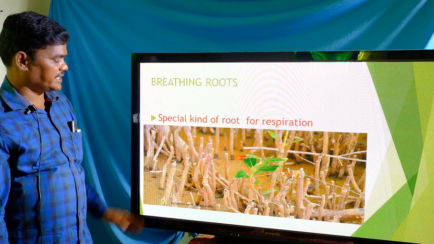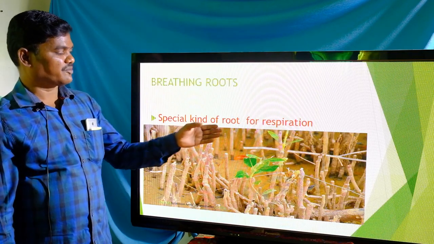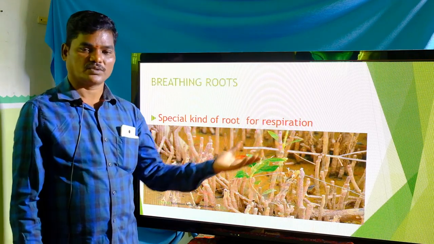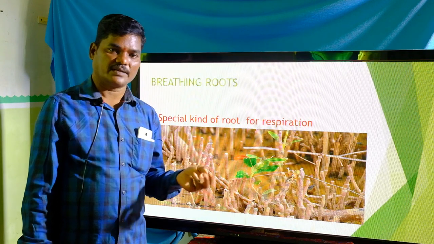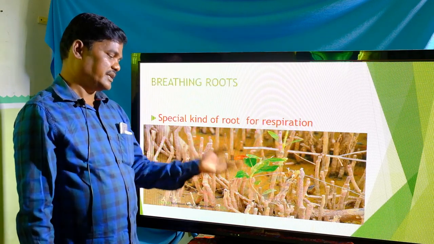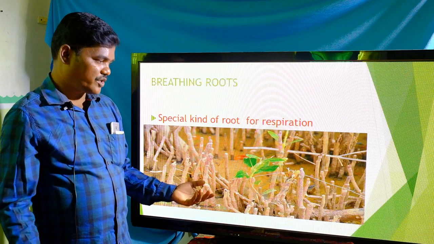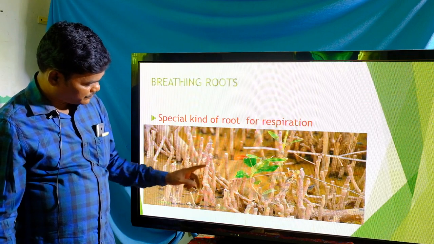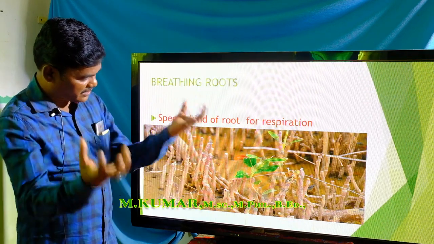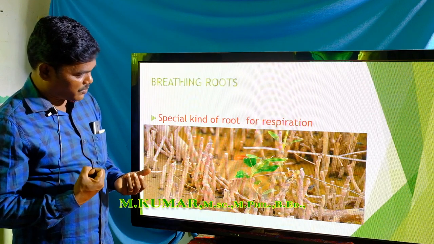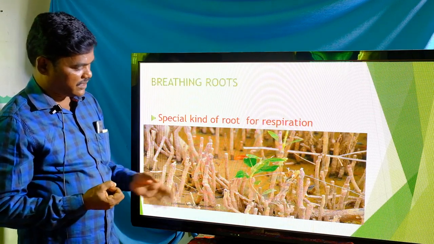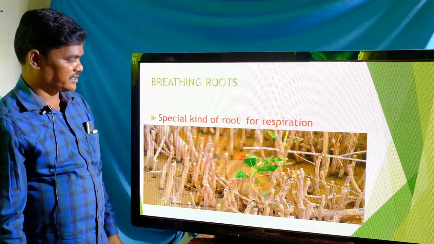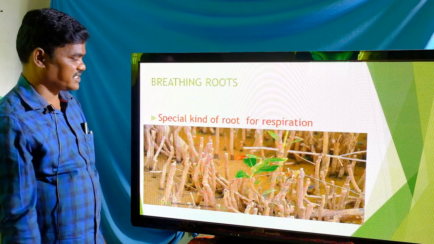Breathing root. As already told several times, it is a special kind of root for respiration. Normally roots do not respire, since a root has mainly only two functions. Here, these types of plants produce roots above the soil. The root has minute pores inside for breathing purposes. Those are pneumatophores, the respiratory pores inside the root. These are marshy plants, for example Avicennia and Rhizophora.